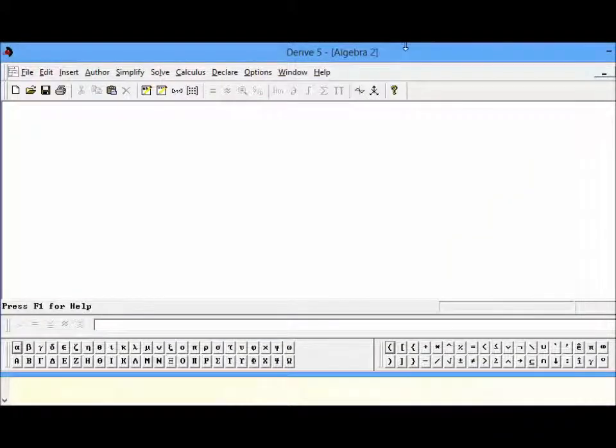So on your computer you have a piece of software called Derive. Just open that up. It's not the prettiest looking bit of software you've ever seen, but it is very, very powerful in terms of doing some algebra.